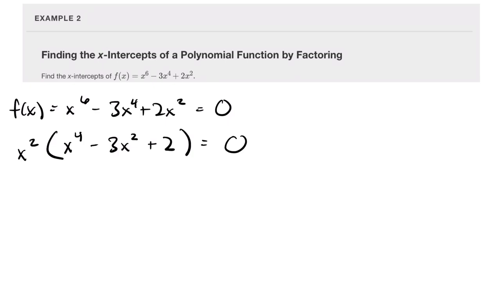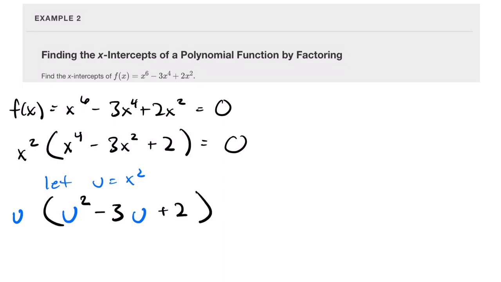I'm going to use my technique of u substitution. I'm going to say let u equal x squared. I'm really doing it for that trinomial. I'm not really concerned with that first one as of right now, but just for the sake of being consistent, I'll make it a u. We're going to have a u there and a u there. This is going to be u squared minus 3u plus 2, right? Again, I'm not really concerned with that first one. Now it should be easier to factor at this point.